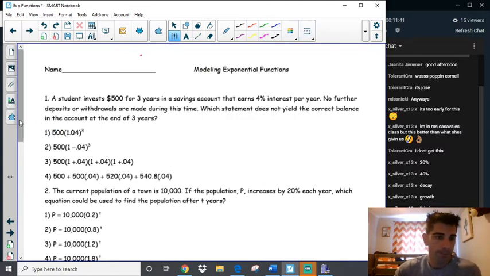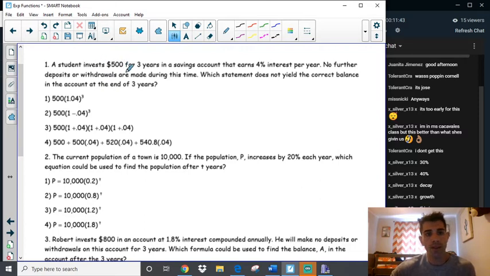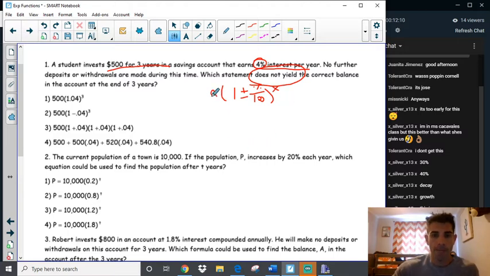Here we go. So it says a student invests $500 for 3 years in a savings account that earns 4% interest per year. No further deposits or withdrawals are made during this time. So they're just putting the money in and leaving it there. Which statement does not yield the correct balance? Anytime you see percent, you know that you're going to be dealing with an exponential question. So we're going to start with our formula, A(1 plus or minus percent divided by 100) to the x power.